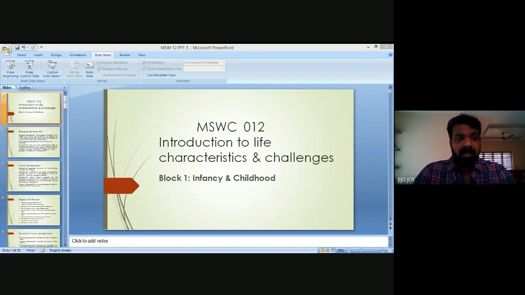The first unit speaks about the biological development that deals with the development during infancy and childhood. So from this unit, we will get an idea about the various stages of lifespan, the developmental tasks and the domains of human development, etc.